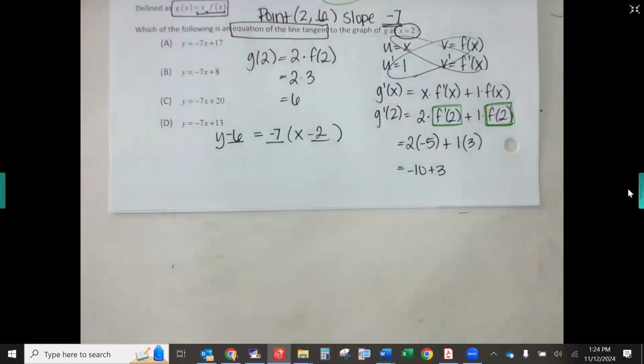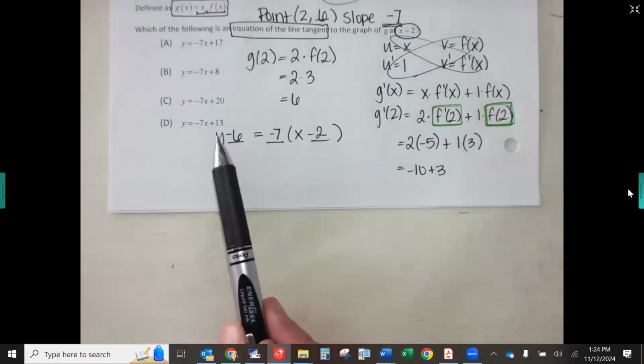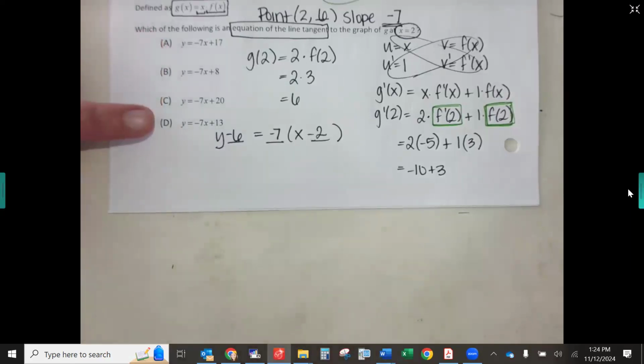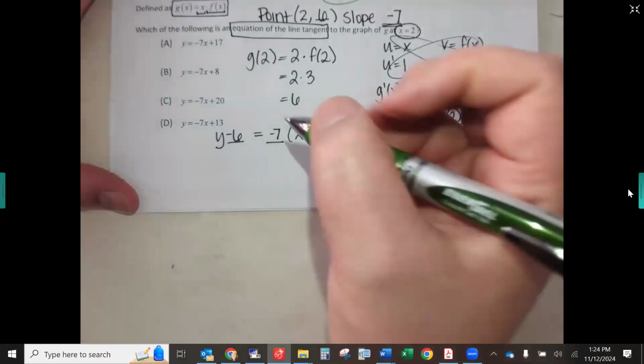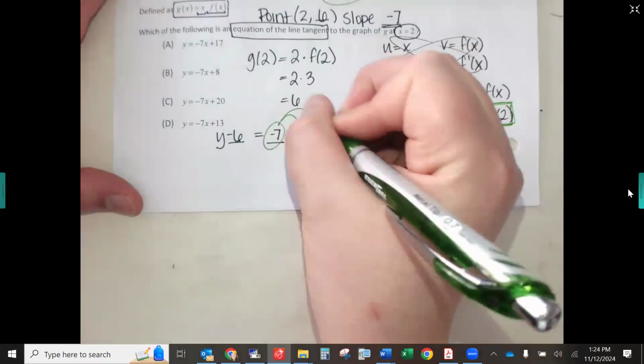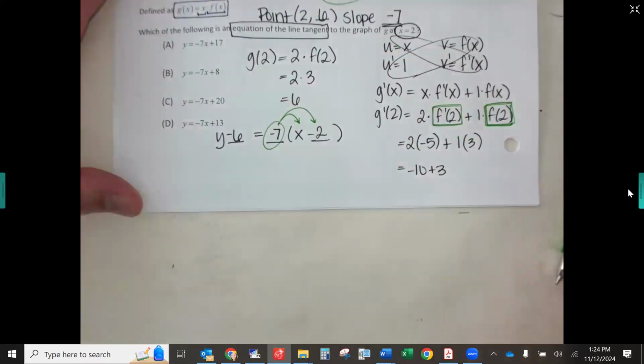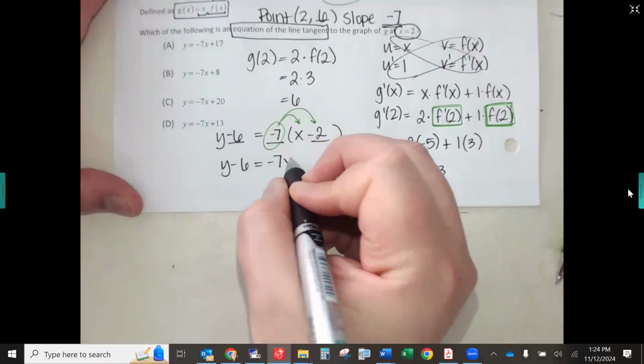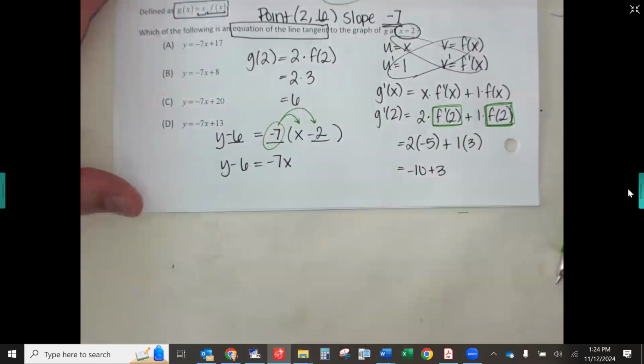Okay, then I look at my answer choices and none of them match. But remember, you have two equations for a line. This is point slope. These are slope intercept. So all that you have to do is solve for y. Remember to do that. You're going to take your slope and distribute. What's negative 7 times x? Negative 7x. What's negative 7 times negative 2?